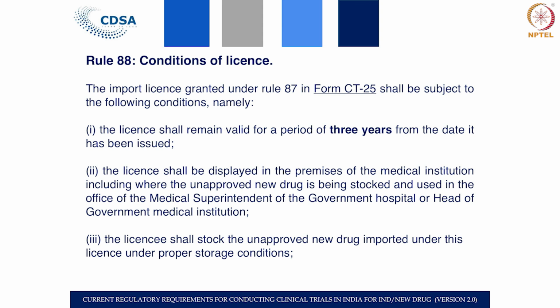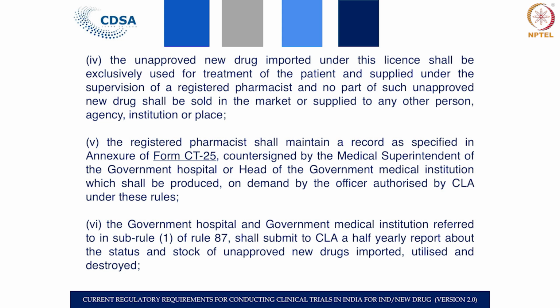The stock of such unapproved drug shall be kept, and the drug shall be stored in proper storage conditions. It shall be used only for the treatment of the patients for whom the permission has been taken, and it cannot be given to any other persons or any other institution. The pharmacist of the institution has to maintain the record, and these are all to be signed and countersigned by the medical superintendent, and there has to be a half-yearly report submitted to the central licensing authority.